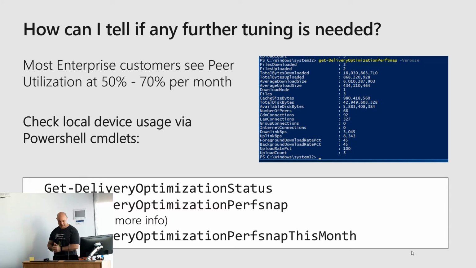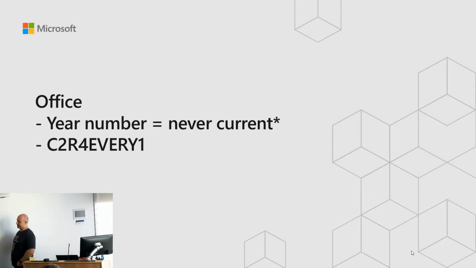Now let's switch gears a little bit. We've spoken about Office. 15-minute warning. Okay, so a year number with Office means that the version of Office you have is never current. Any reactions from people on that? So when was Office 2019 released? Last month? Guess what? It's already old.